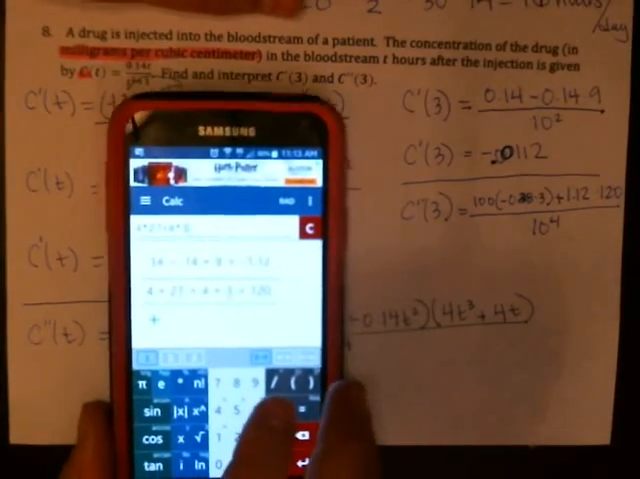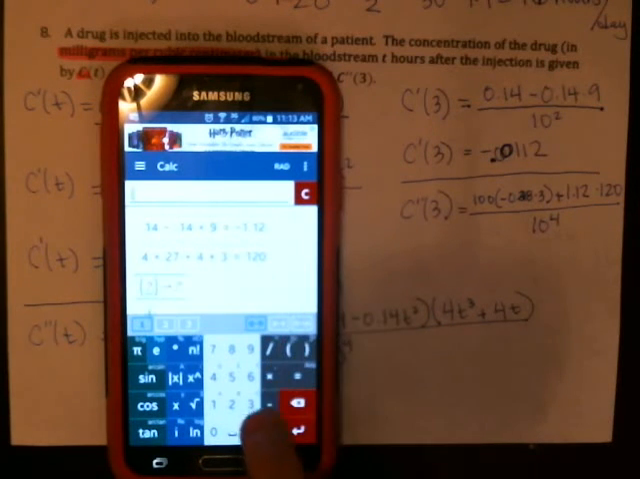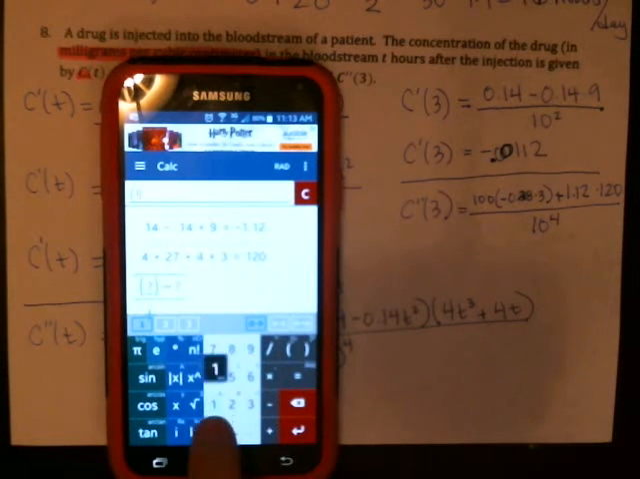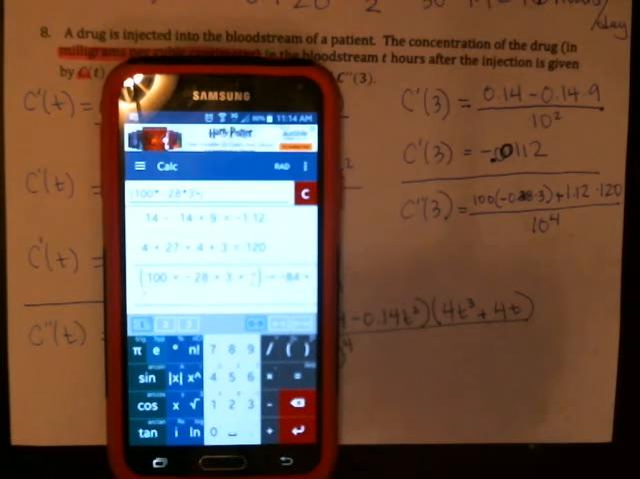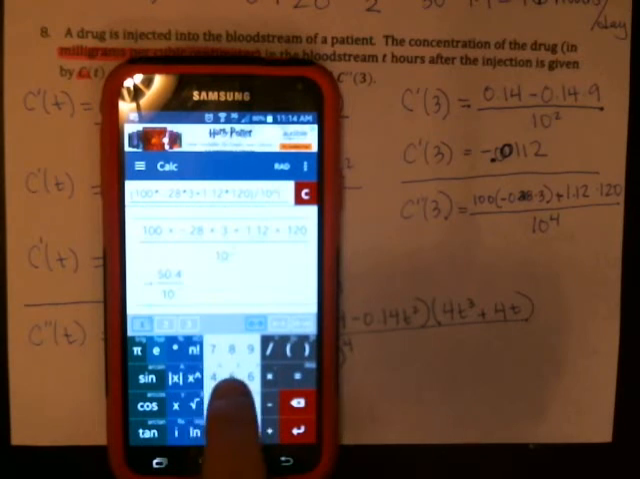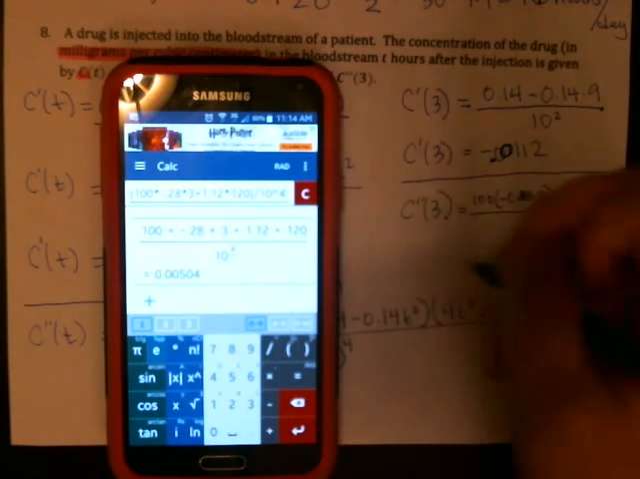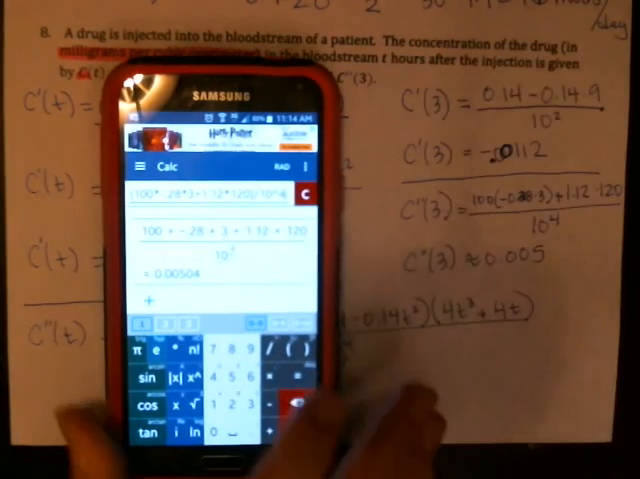Okay, so there's my fraction, and let's go ahead and do it. So we have 100 times negative 0.28 times 3 plus 1.12 times 120, divided by 10 to the 4th. Hopefully I got all that in right. So C double prime of 3 is about 0.005. Okay.